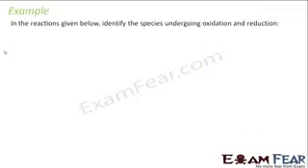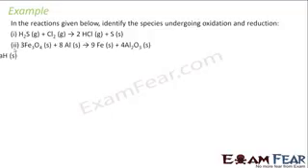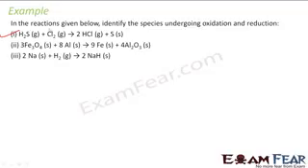Let's take some examples. So in this reaction, we have to identify the species that undergoes oxidation and reduction. So we have 3 reactions. So let's start with the first reaction. So you have H2S plus Cl2 gives 2HCl and S.